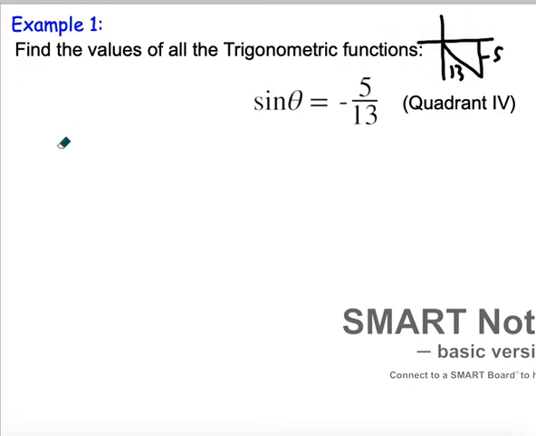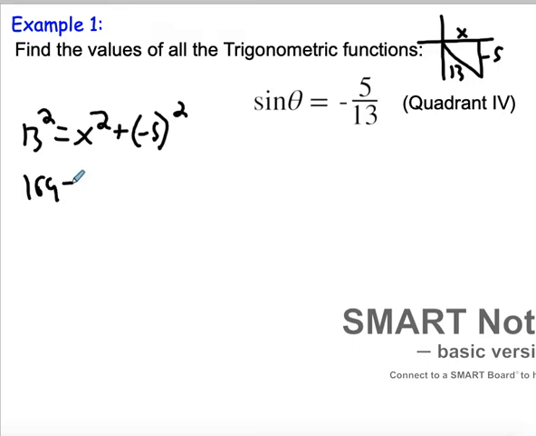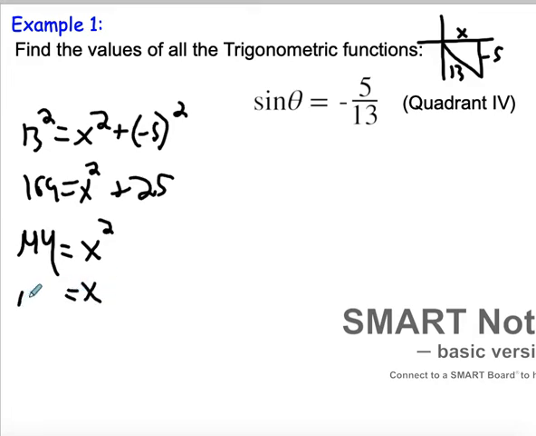And so we can easily do Pythagorean theorem, which r squared would be 13 squared equals, let's call this x, so x squared plus y squared, which would be -5 squared. Well, you get 169 equals x squared plus 25. Solve for x, subtract 25 over. X squared equals 144. Square root, x equals 12. Oh look, so this guy right here is 12.